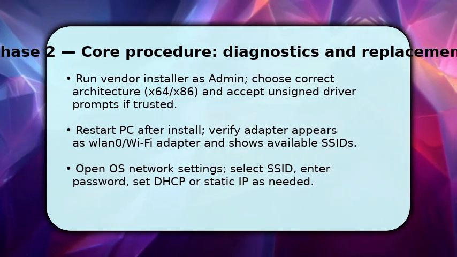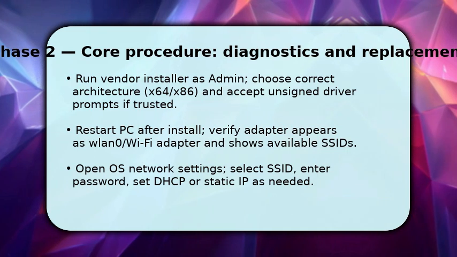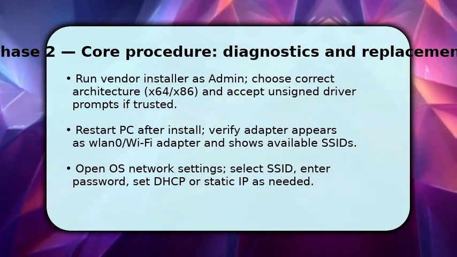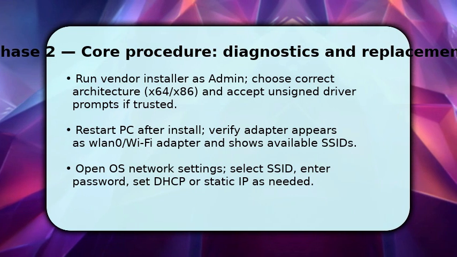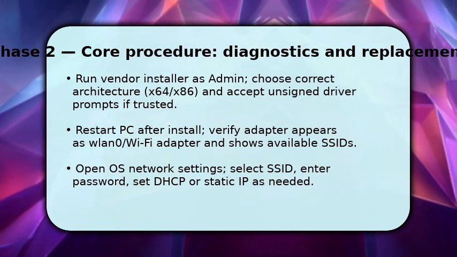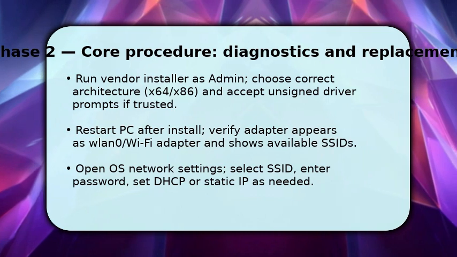Once rebooted, check network settings. The adapter should list SSIDs, pick your network, and authenticate. If using static IPs, enter the address, gateway, and DNS. Otherwise, leave DHCP enabled for automatic configuration.